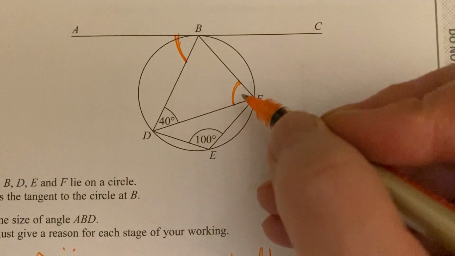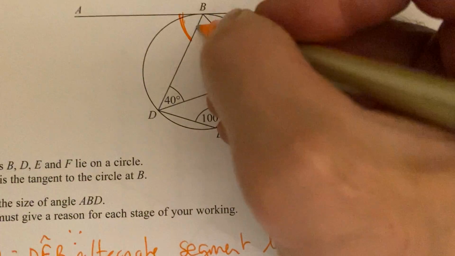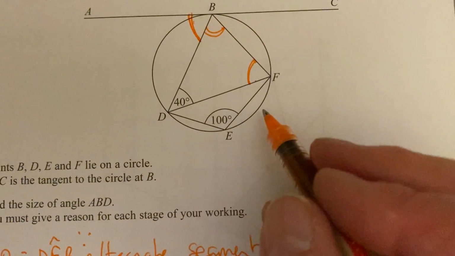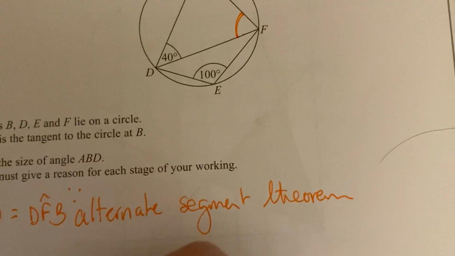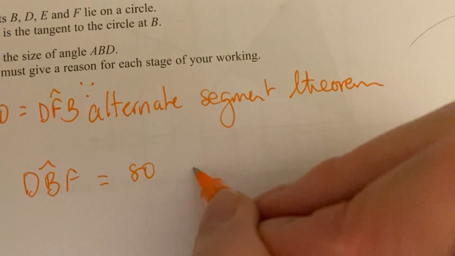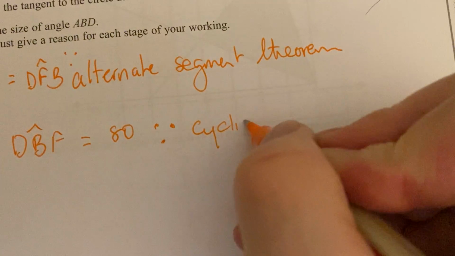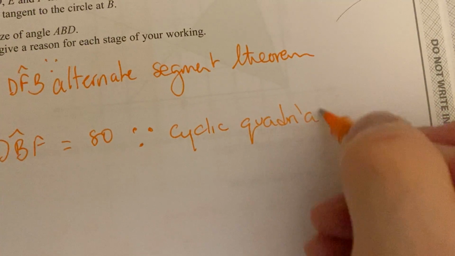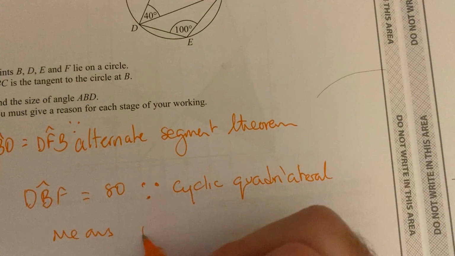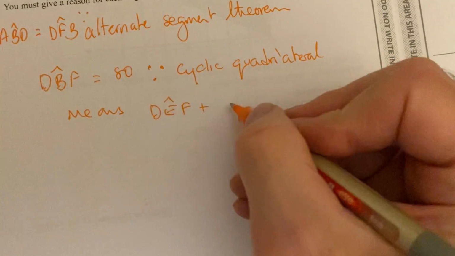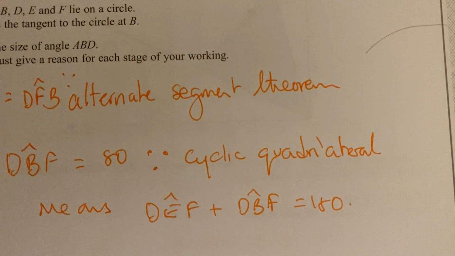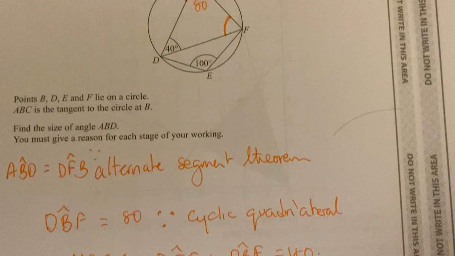So there's that. So I now have to work out what that angle is there. I also know this angle here. I know that is opposite the 100, and this is a quadrilateral. So I know that DBF equals 80 degrees because of cyclic quadrilateral. I can say DEF plus DBF must equal 180 degrees because of cyclic quadrilateral. So therefore this is 80 degrees.